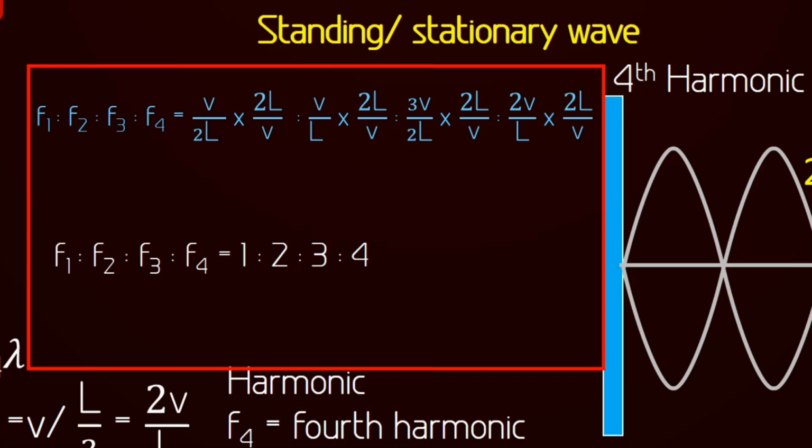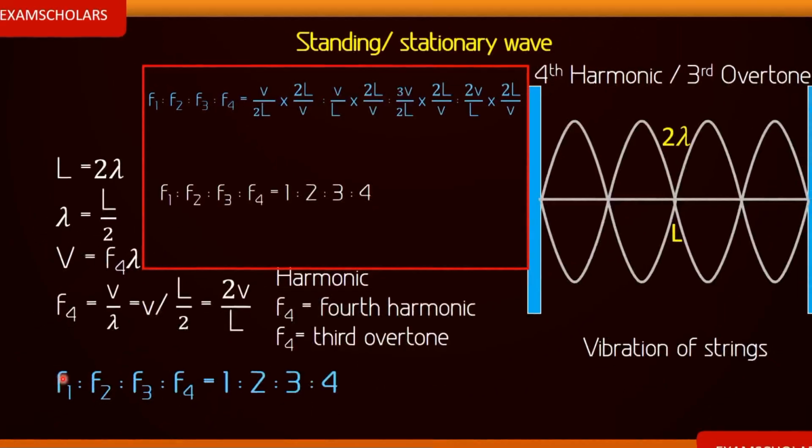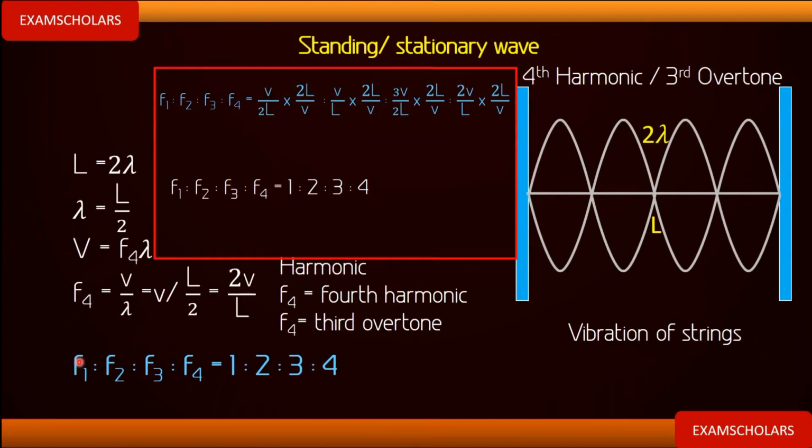Now you can extend this formula. What would be the value if you add other terms to it? Let's say you find f5. So the next one will be what? Ratio 5, 6, 7, 8, 9. So if you continue to find the higher overtones and harmonics like that, you get 1 : 2 : 3 : 4 : 5 : 6 : 7 : 8 and the like. So this is the ratio of the frequencies. So once you know the frequency of the fundamental tone, you can know the frequency of any other harmonics or overtone for vibration of string.